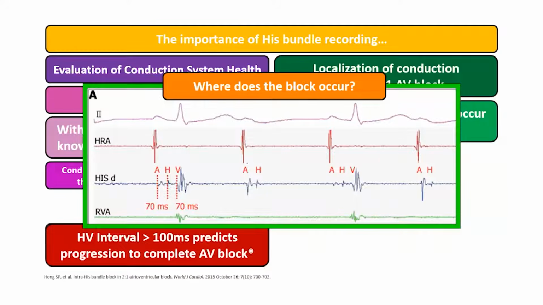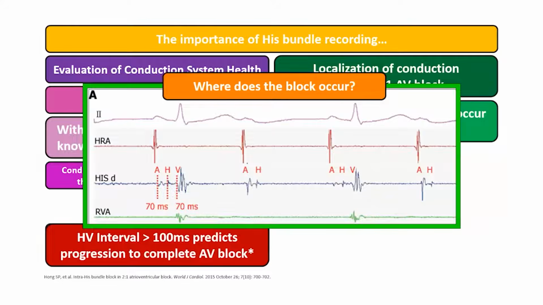Here at the top, we see a single surface lead, lead 2. Then we see a high right atrial intracardiac recording, a HIS bundle recording, and then our RV apical recording. Pause the video here and see if you can figure out where the conduction block occurs.